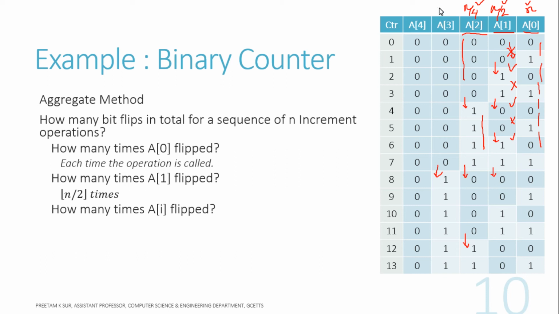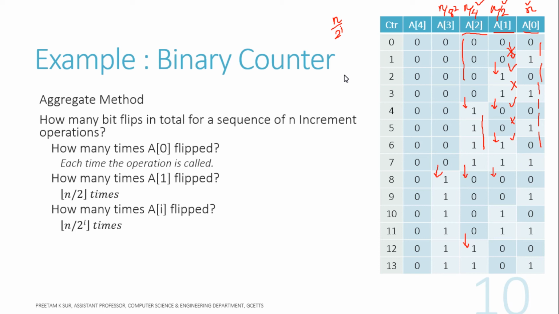So here we will have n by 8. So you can see the pattern, right, over here. So what is the pattern? For the ith call, it is basically having n by 2 to the power i number of flips, right? So in general, the ith bit is going to be flipped n by 2 to the power i times, right? So this will give us the idea of which bit is going to be flipped how many times, okay, for a sequence of n increment operations.